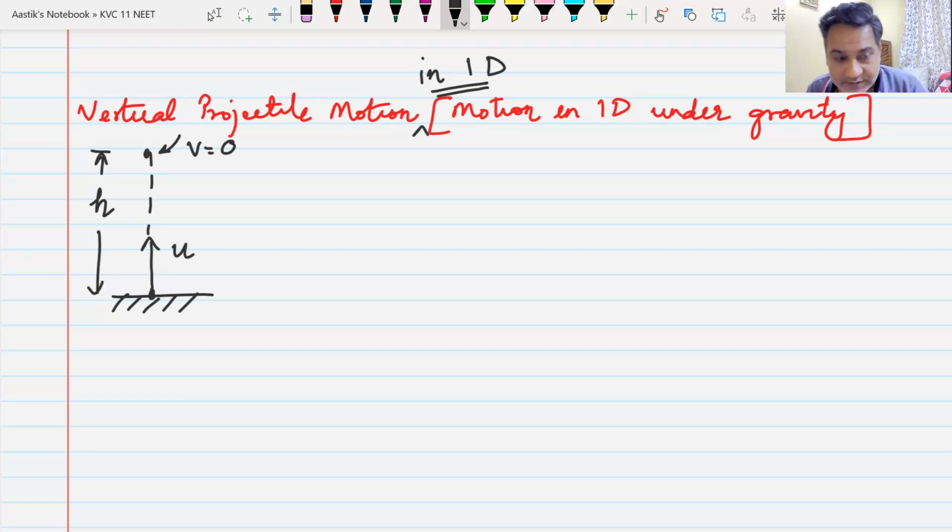Now then, what do you mean by oblique projectile motion? In vertical projectile motion, I had this ball. I threw it vertically upwards. It came vertically downwards. This was motion in a straight line. It was projectile motion, but motion in a straight line. The next is oblique projectile motion, which is what we are going to study now.